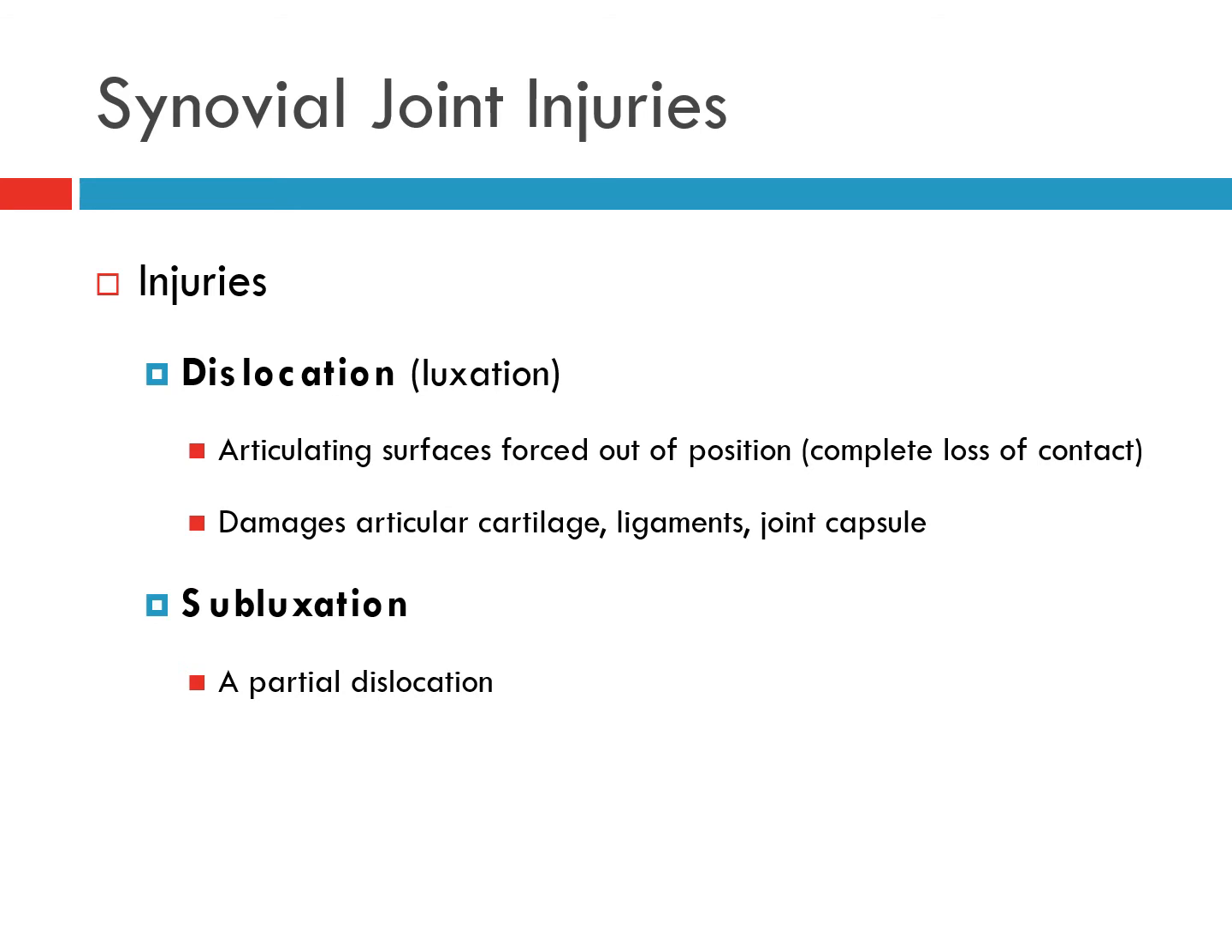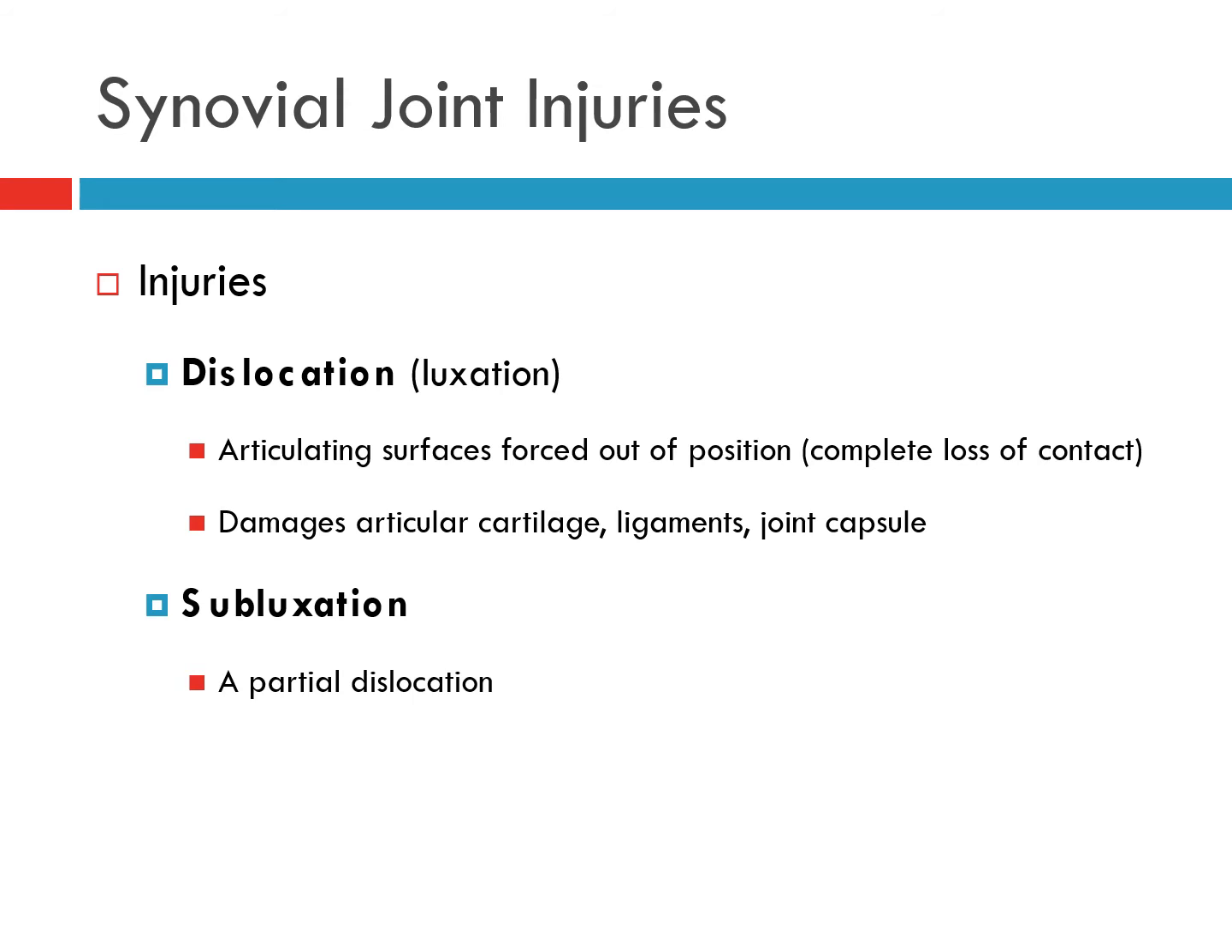Even though we have all that stability, we do still injure our joints. Some common injuries are dislocation, or a luxation, where you completely lose contact between the two articulating surfaces. So if you were to dislocate your knee, you would lose your contact between your tibia and your femur, which is, I can only imagine, extremely painful.